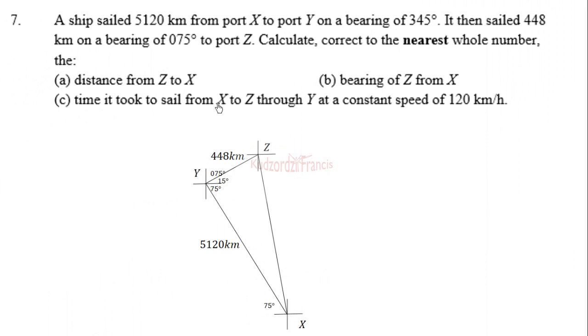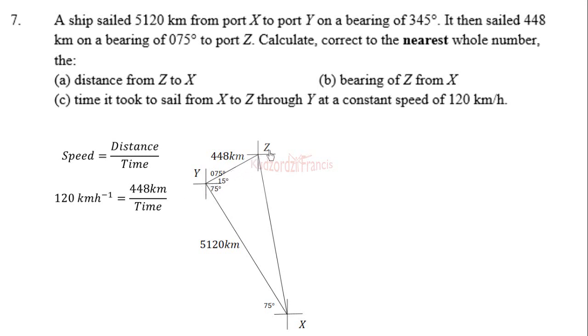Time it took to sail from X to Z through Y at a constant speed of 120 kilometers. We know the speed is distance over time taken. So we need to calculate the time it took from X to Y, then from Y to Z. So from X to Y, the speed will be 120 kilometers per hour, and the time we don't know, but the distance is 448 kilometers. So I'm calculating this one first.